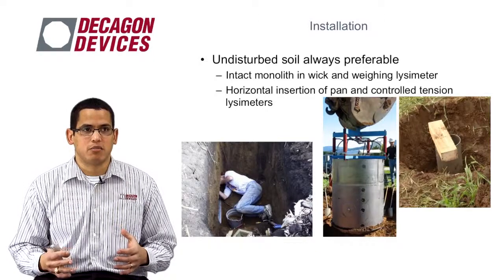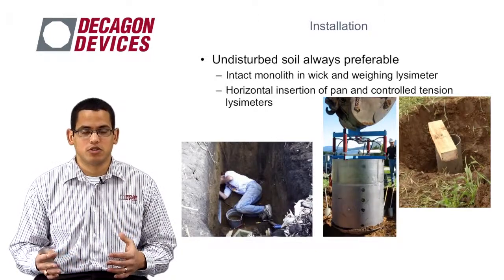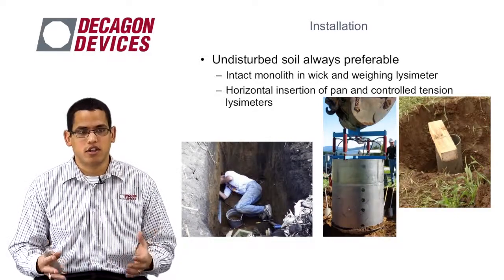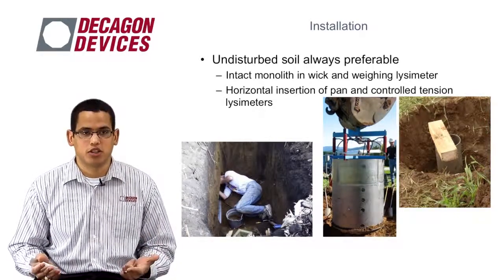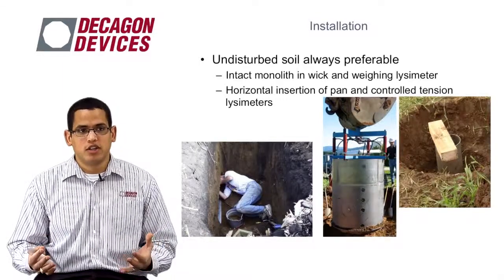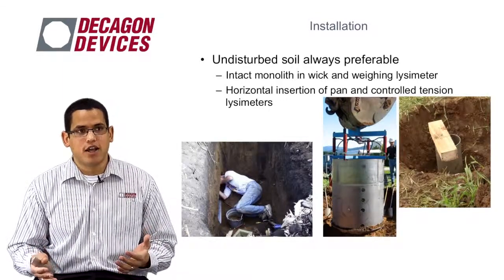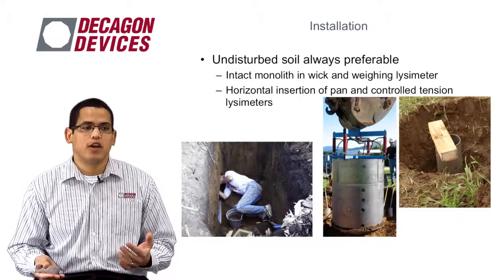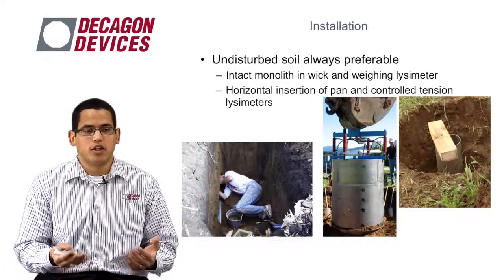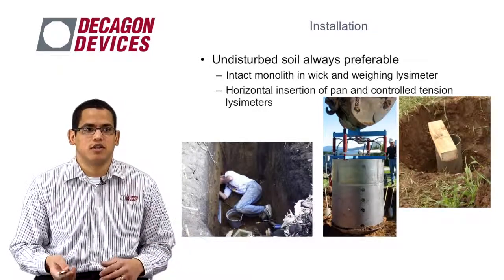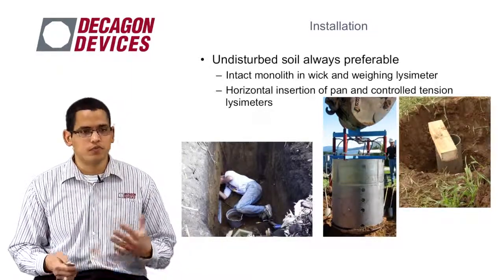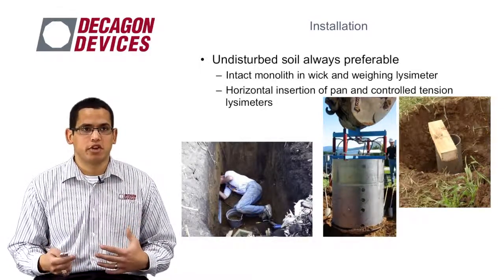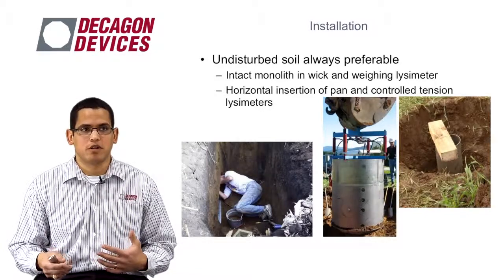It's possible to take an intact monolith with wick and weighing lysimeters, or if you're trying to get underneath the native structure using something like a pan or a controlled tension lysimeter, what you can do is dig out a pit and do a horizontal insertion of the pan or the controlled tension lysimeter underneath the native soil, and then press it up and put it in contact with the native soil. So these are things to think about when you're thinking about installing a monolith.